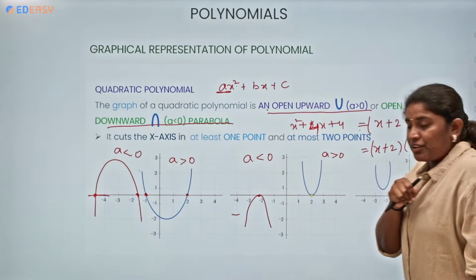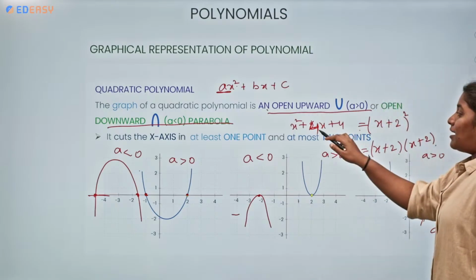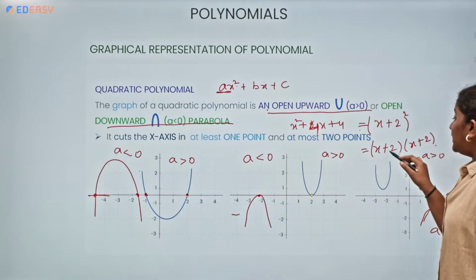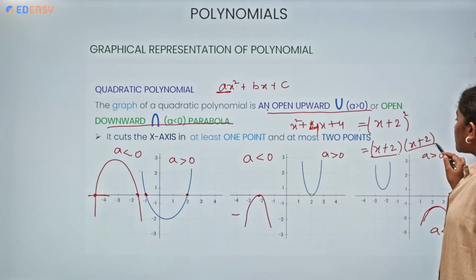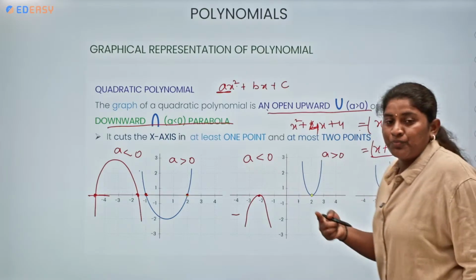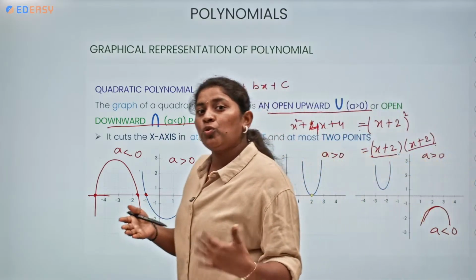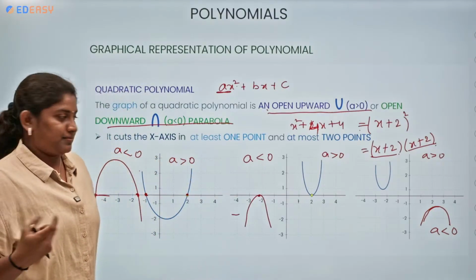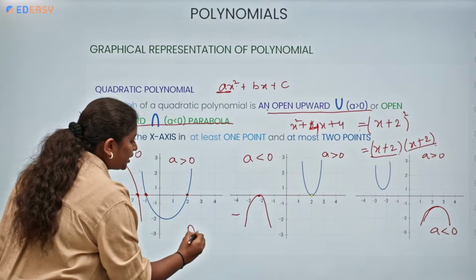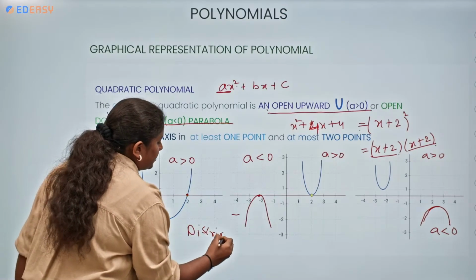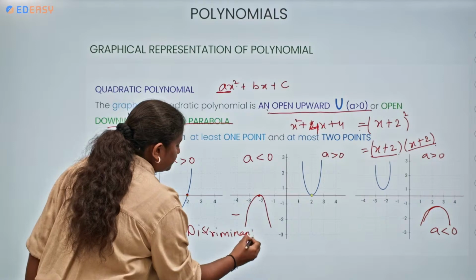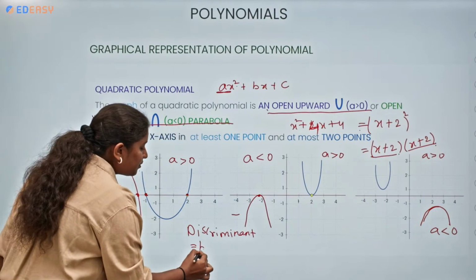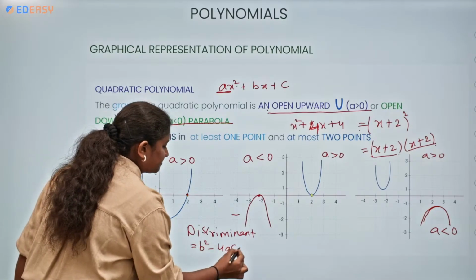Okay, now understood everyone? So now I have two zeros for my quadratic polynomial, and those two zeros are of equal value. So what can we say about those zeros? We need to learn about the discriminant. Clear? The discriminant is simply the value given by b square minus 4ac.